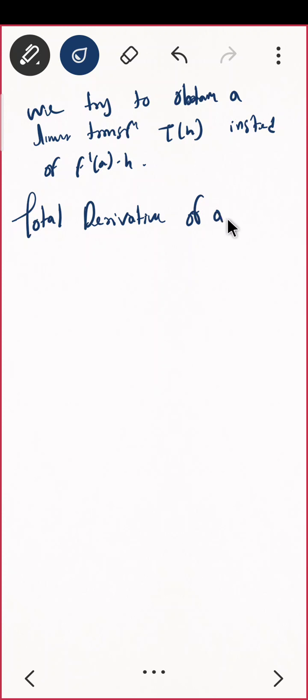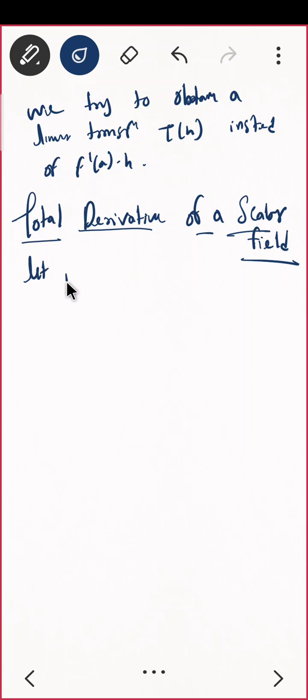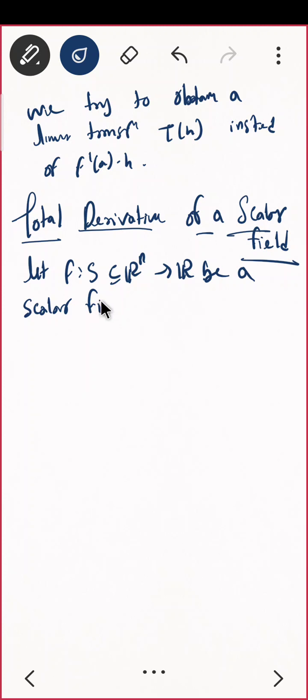Of a scalar field, let us see. Let f from S ⊆ Rn to R. This is R because we are talking about a scalar field. You can write it as a scalar field.